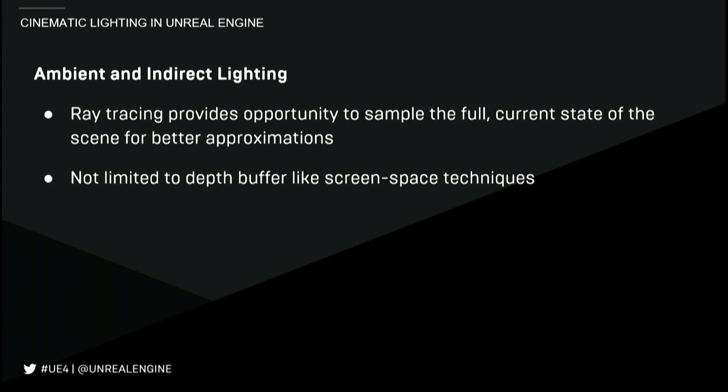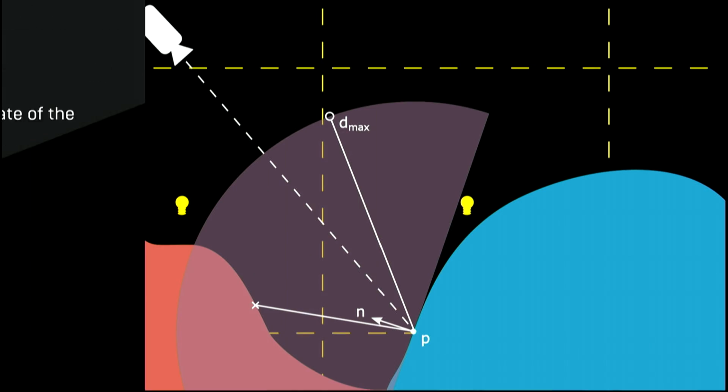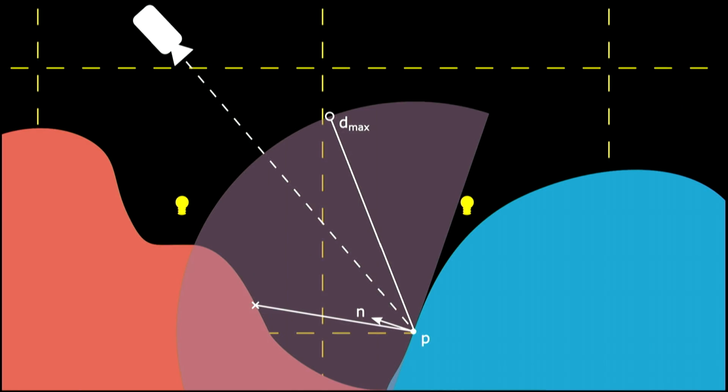All right. So when you have ray tracing, this provides the opportunity for us to sample the full current state of the scene, including the dynamic objects, for better approximations. We're not just limited to, say, the depth buffer like we are for screen space effects, or just our pre-calculated offline static data. So with this, a little diagram of how the ray traced AO works.